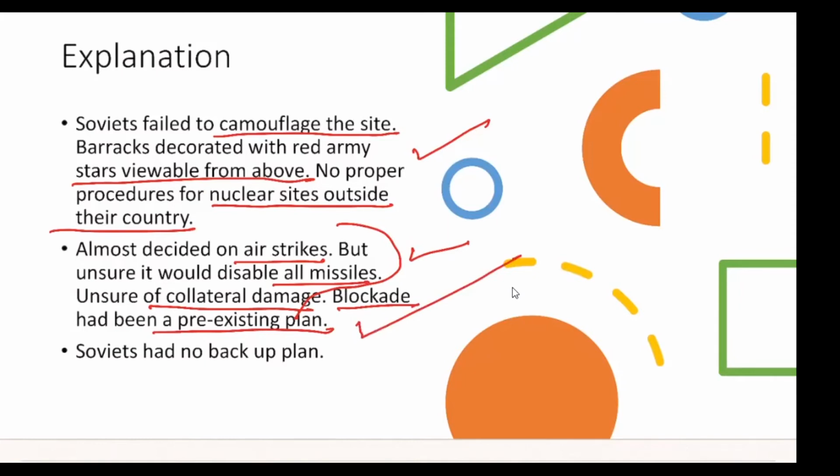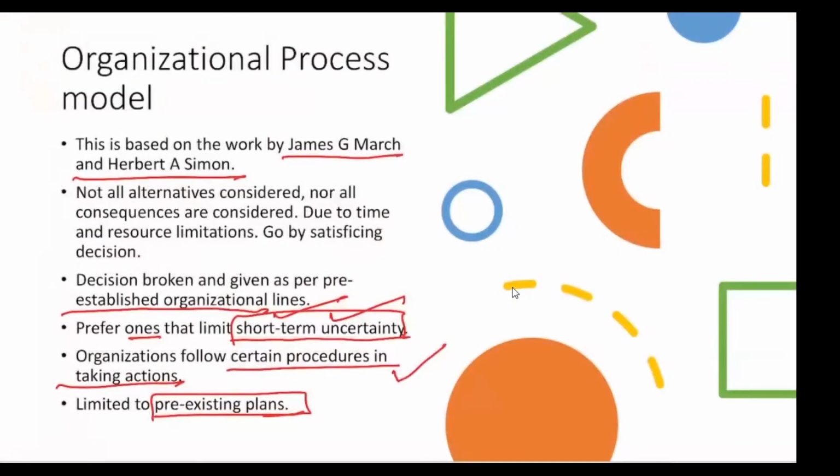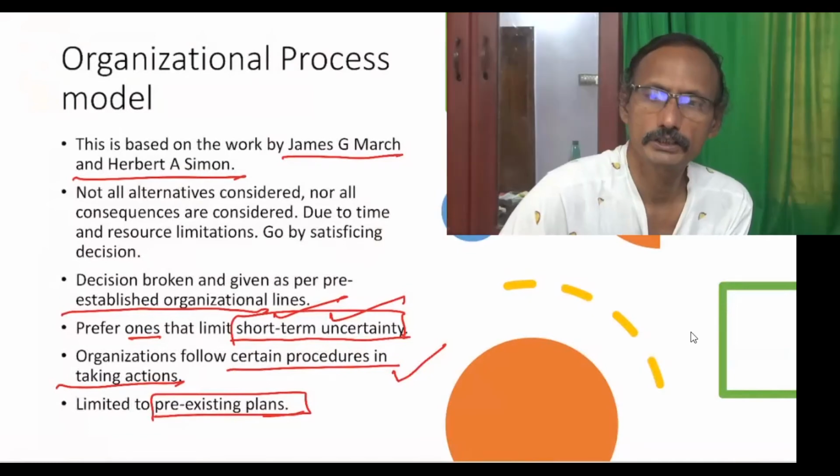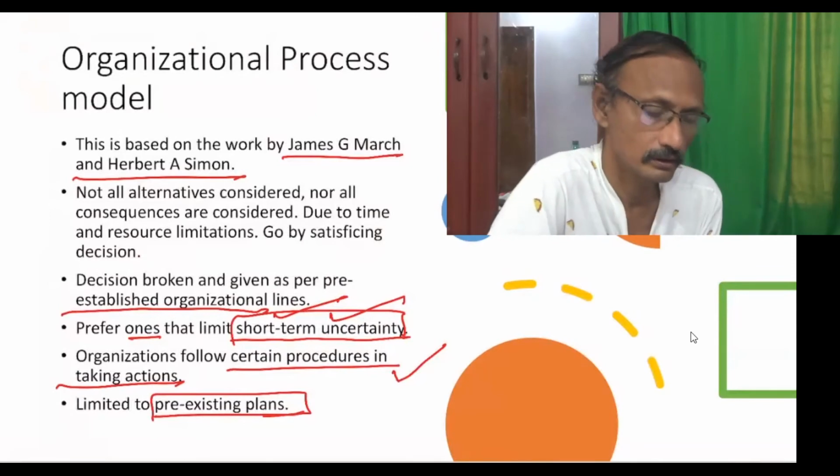And how did USSR respond? USSR responded, basically, confused, and they didn't have any backup plan. Because what USSR did, it also did for the first time. So the organizational process model explains constraints in terms of time and resources in managing or in deciding.